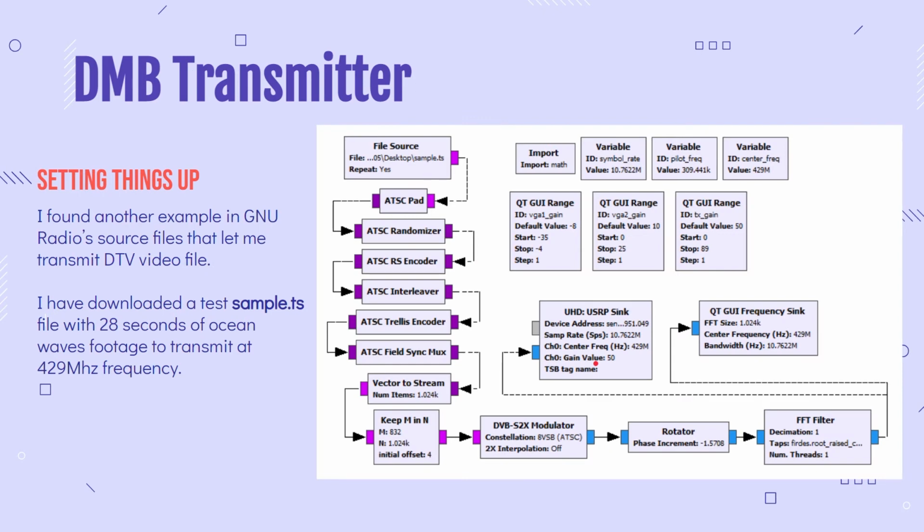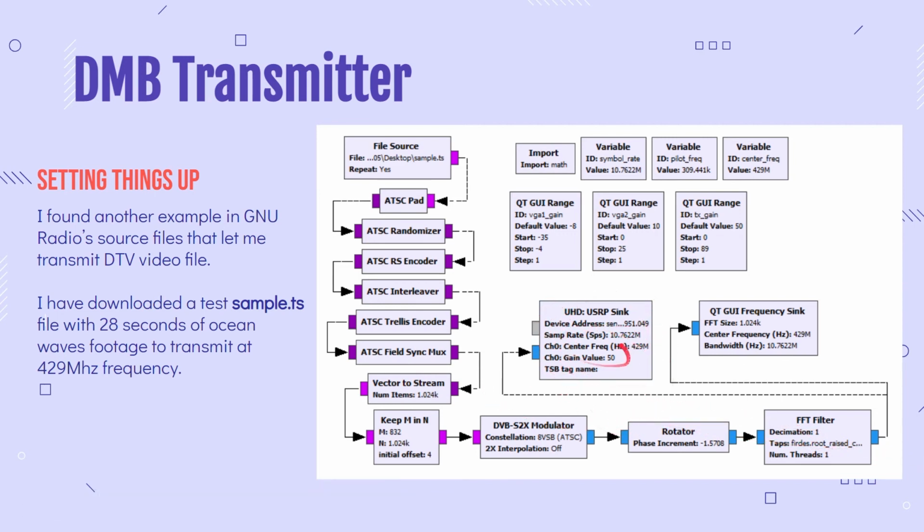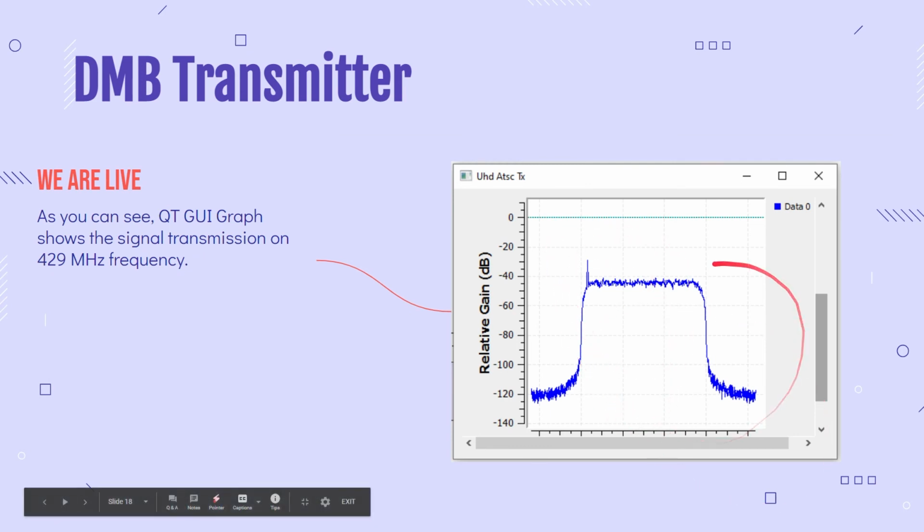Now the DMB transmitter. I found another example in GNU Radio's open source files, and here it basically takes the file source and transcodes it back to bytes and gives it to a UHD USRP sink, which transmits everything, and then we're live. This was my Qt GUI that was showing the signals that are being transmitted, and here's the demo.